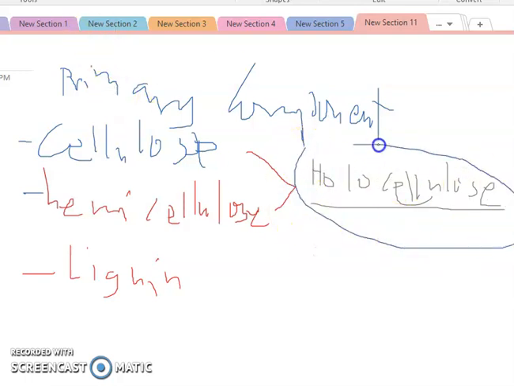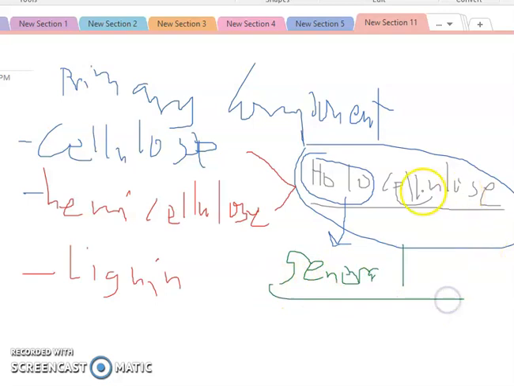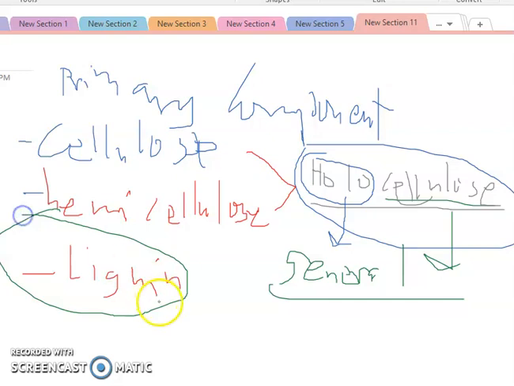Holo means the whole, or general. Cellulose is the sugar component, so all the sugar components in the cell wall are called holocellulose. Holocellulose is a generic term which can be subdivided into two specific sugar units in the cell wall, which are cellulose and hemicellulose. And lastly, since lignin is not a sugar component of the cell wall, it is separated as its own entity.